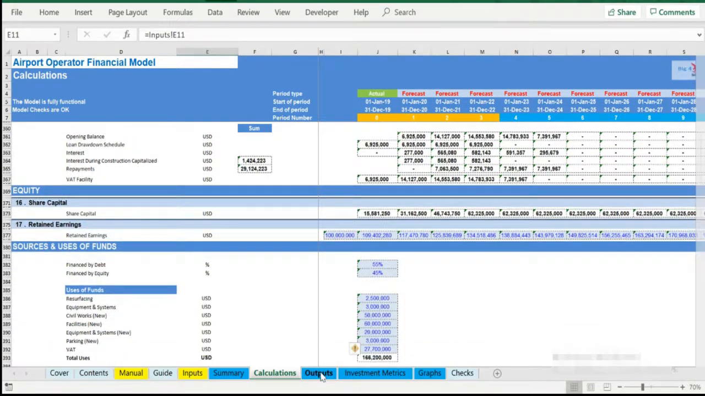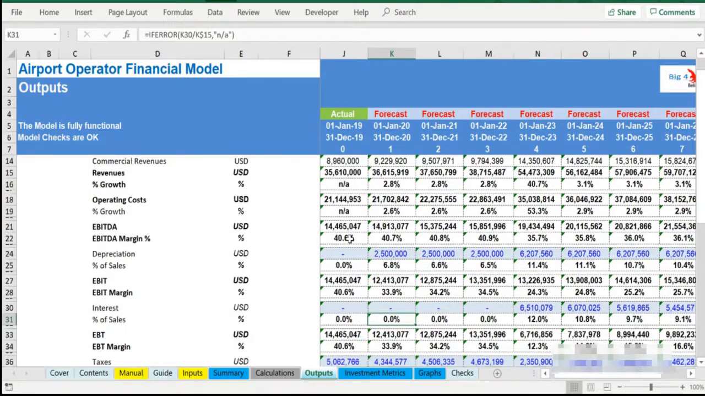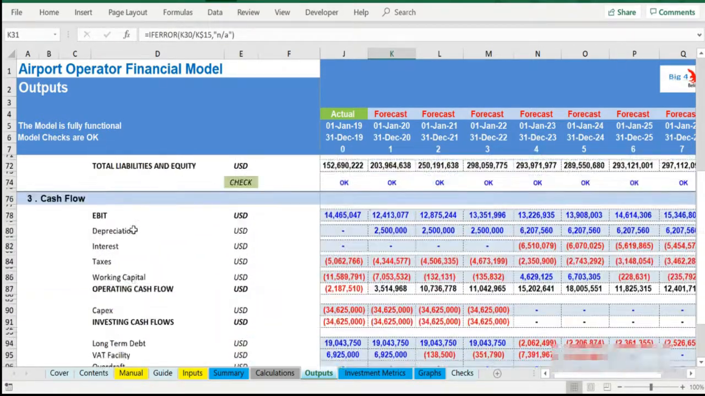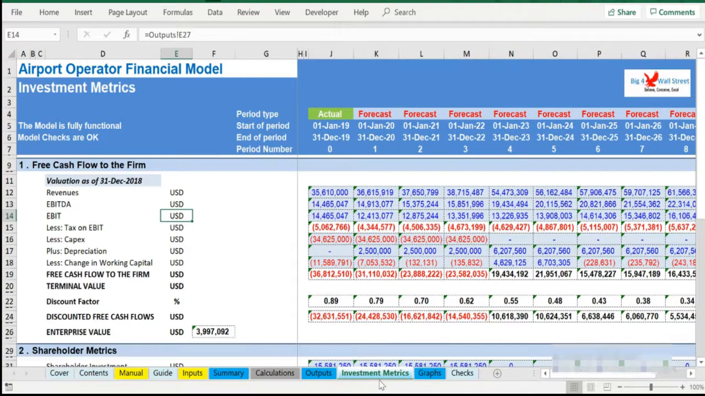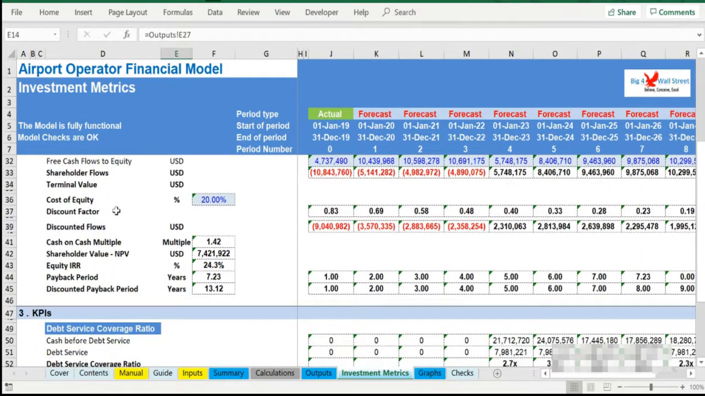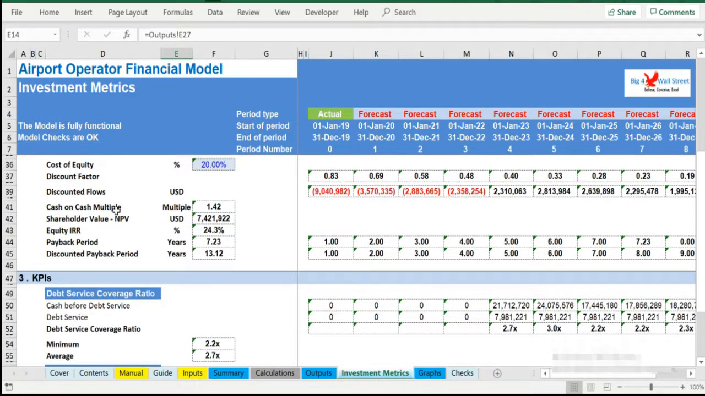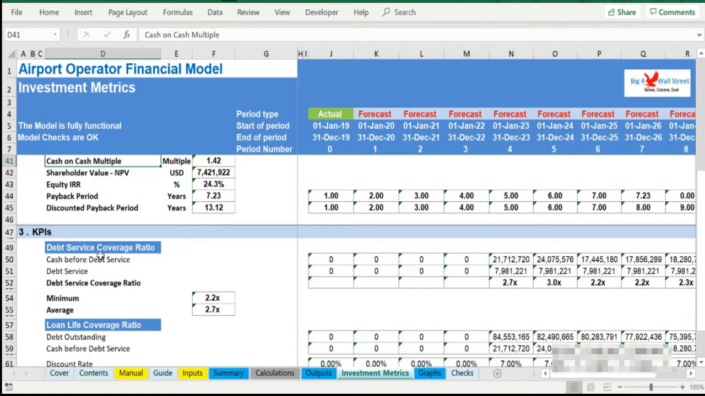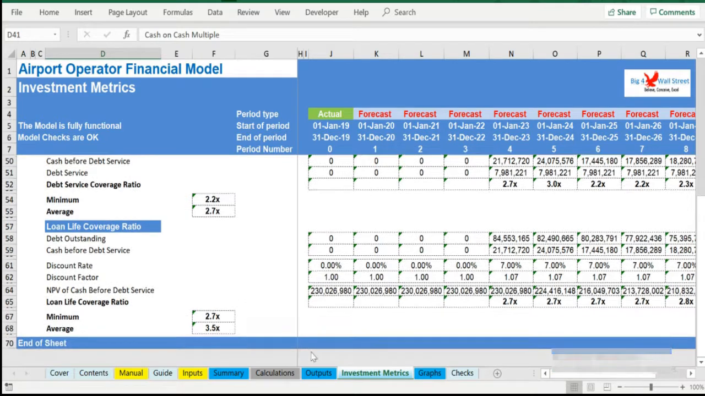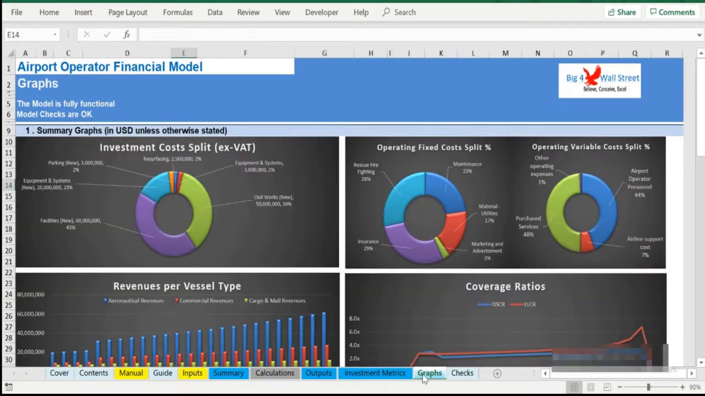Long-term debt and overdraft. In the outputs tab, everything is aggregated into the relevant statements: profit and loss, balance sheet, and cash flow. Moving to the investment metrics tab, a valuation is performed by using the free cash flows to the firm and then a series of investment metrics are presented: net present value, internal rate of return, payback period, cash on cash multiple. Additionally, the debt service coverage ratio and the loan life coverage ratio are presented.